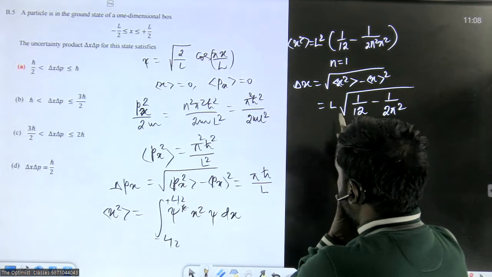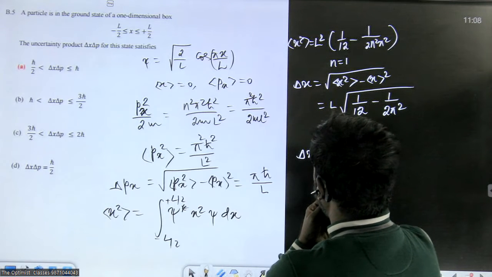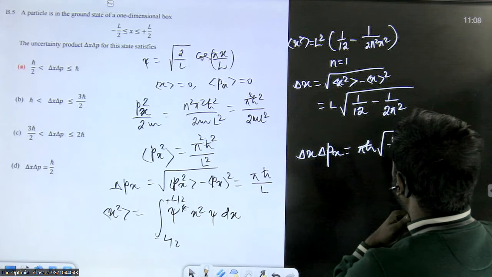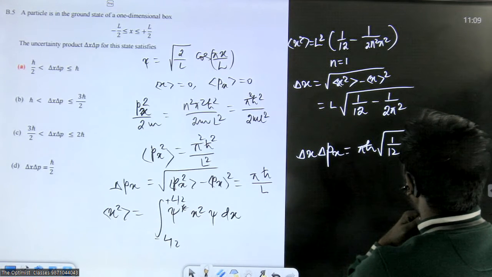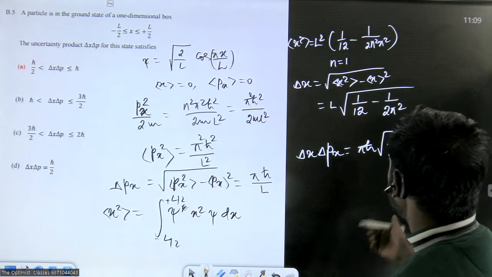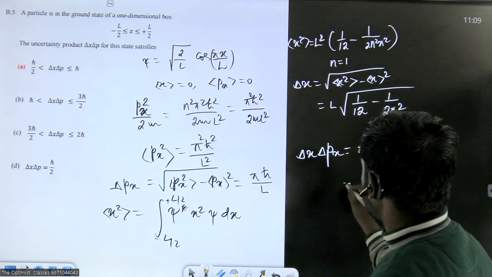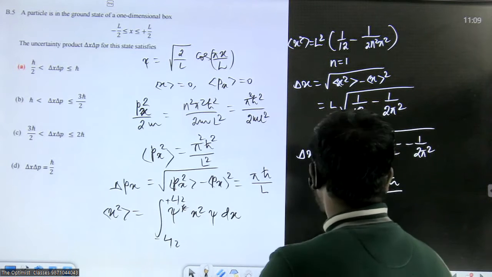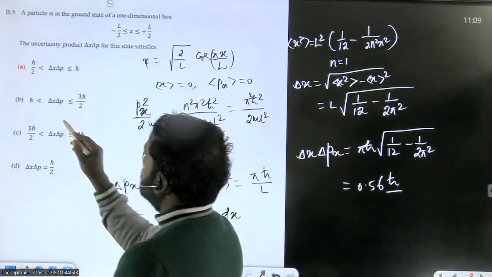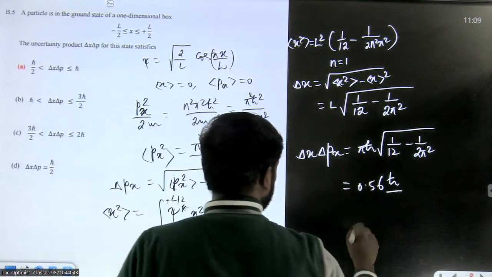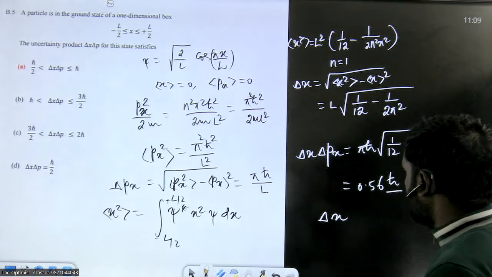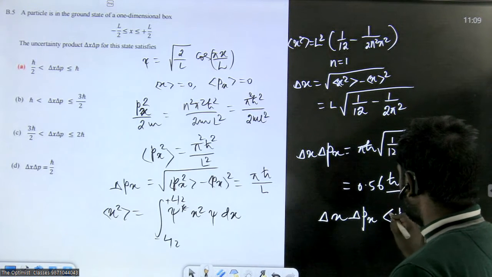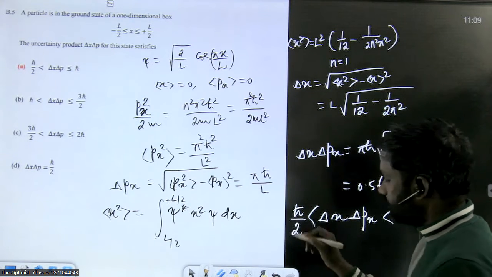If you multiply these two, delta x and delta px, L will cancel out, and you will get pi into h bar and root under (1 by 12 minus 1 by 2 pi square). This is what comes. So you can calculate this. It comes out to be 0.56 h bar. So definitely this is greater than h bar by 2 and less than h bar. We can say that this is greater than 0.5 h bar, but less than h bar. So delta x delta px is less than h bar, but greater than h bar by 2. That is the answer.